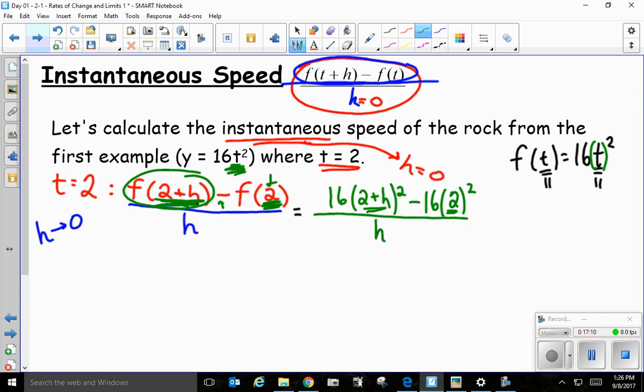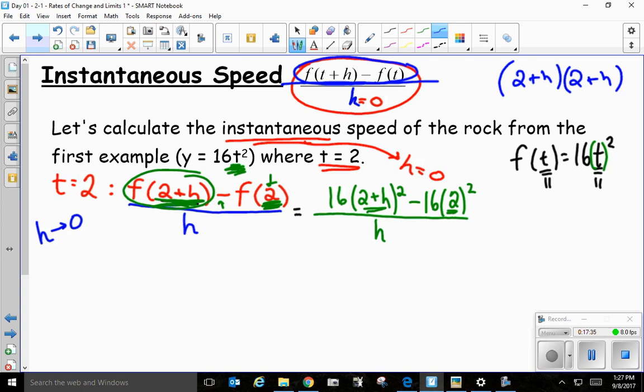All right? Now here is where our FOILing skills better be darn mad good. If I have 2 plus h squared, I do not just square the 2 and just square the h. That is not 4 plus h squared. I have to take 2 plus h and multiply it times 2 plus h, and I got to FOIL.